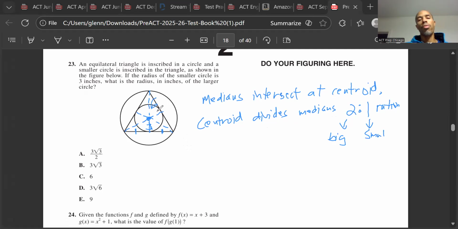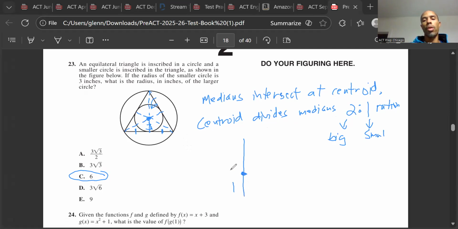And then you should also see that this is the radius of the larger circle because it goes from center to any point on the circle. All right. So the answer is 6. Hopefully you guys got that. The 2-to-1 ratio is when you have the centroid, right? The centroid, which is that piece here, is going to divide it 2-to-1.